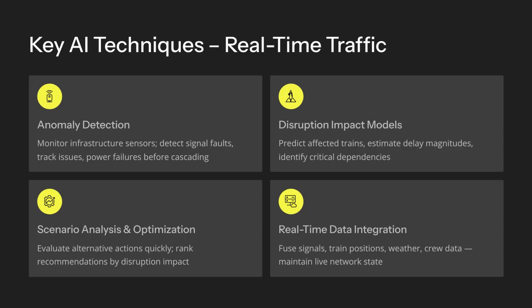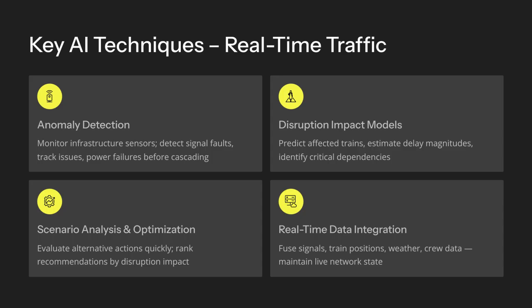The second technique is disruption impact modeling. Once a disruption occurs, the immediate question is, what does this actually affect? Impact models, often rule based or decision tree models, rapidly estimate the answers. Which trains are directly blocked on the failed section? Which trains are indirectly affected, waiting for platforms or junctions that are now congested downstream? And what's the estimated delay for each one? Here's what that looks like in practice. Signal X fails on the main line.